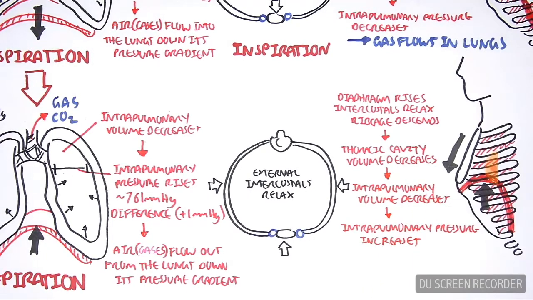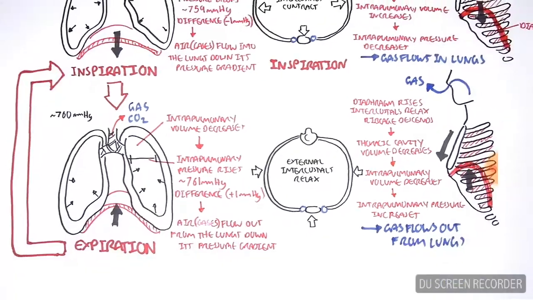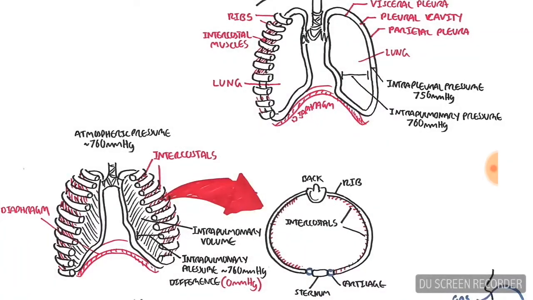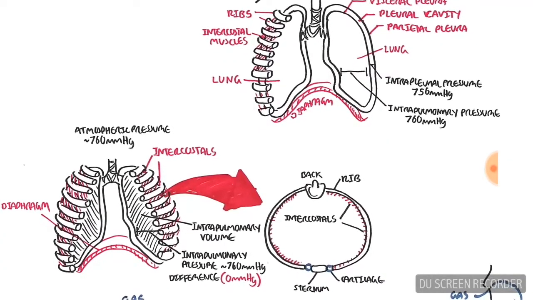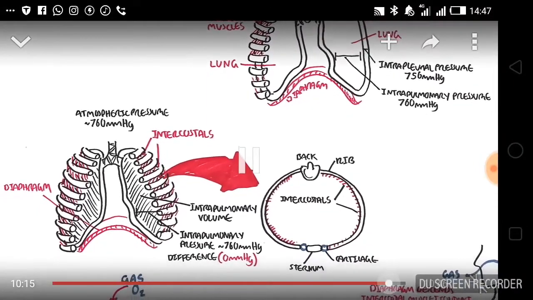And so gas will flow out from the lungs, from a higher pressure within the lungs to a lower pressure outside of the lungs in the atmospheric pressure. Hope that all makes sense, the inspiration and expiration mechanism of breathing.